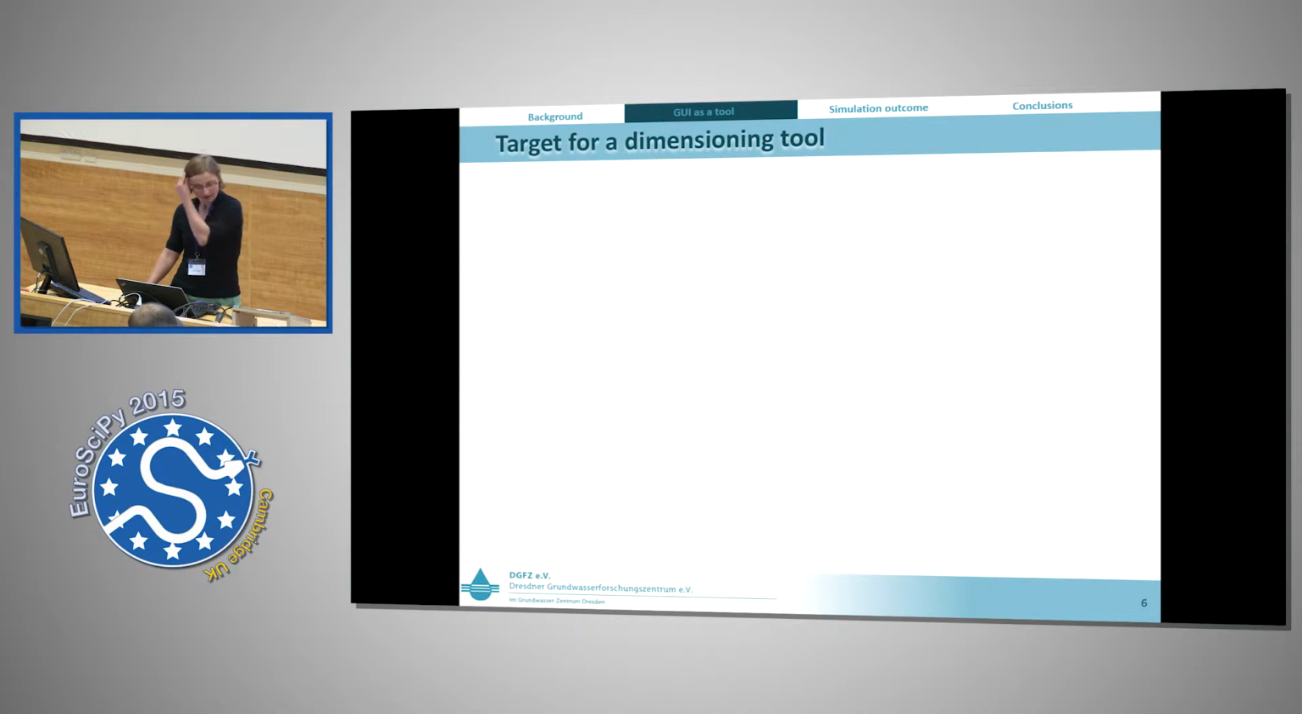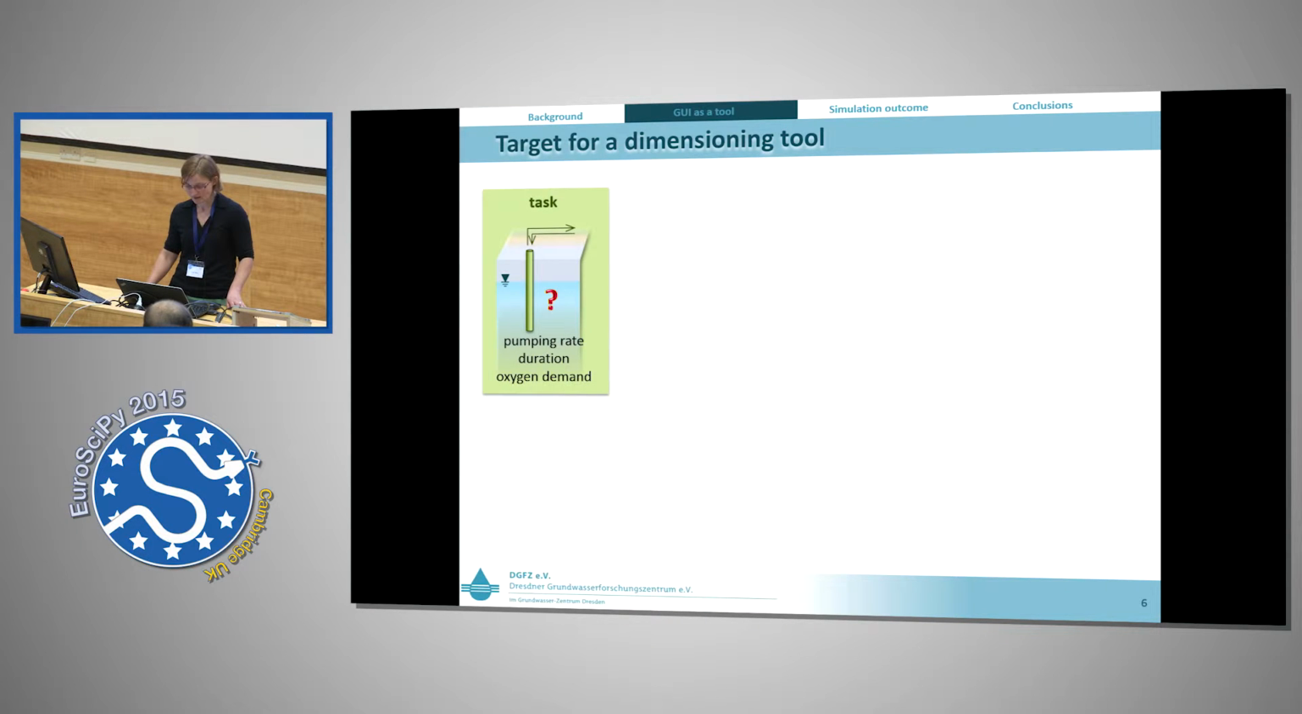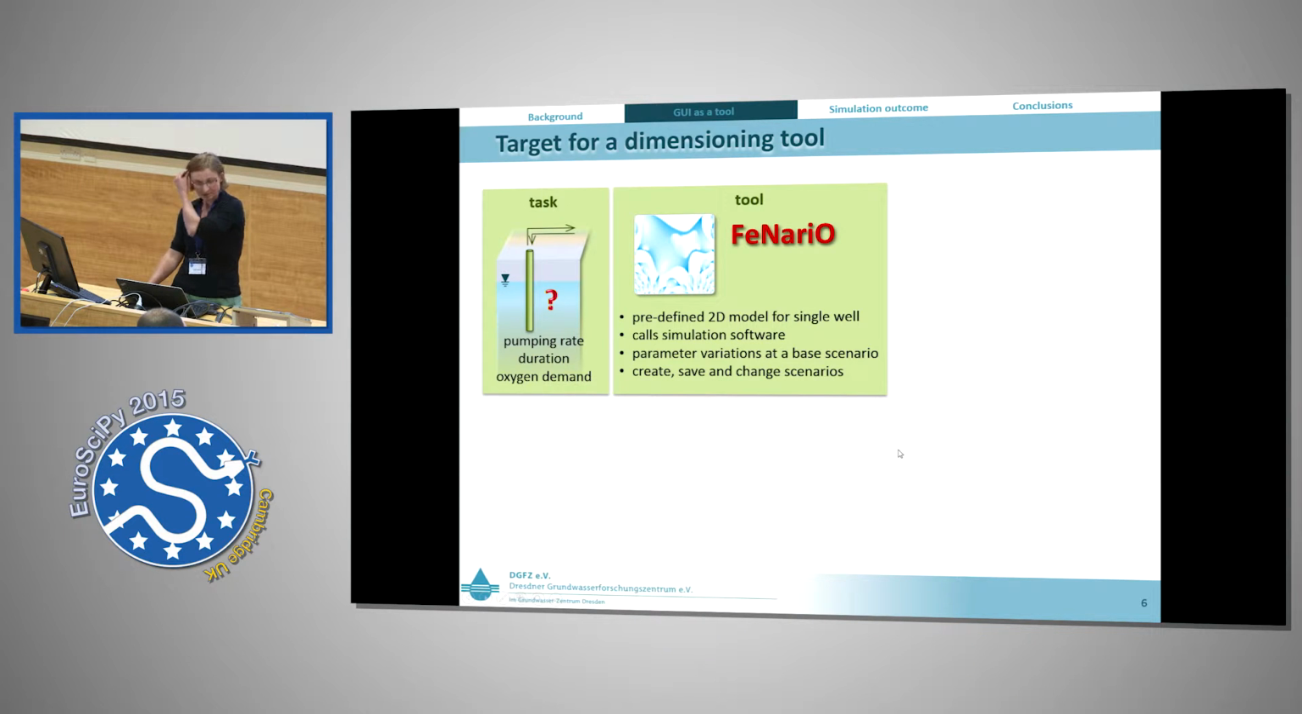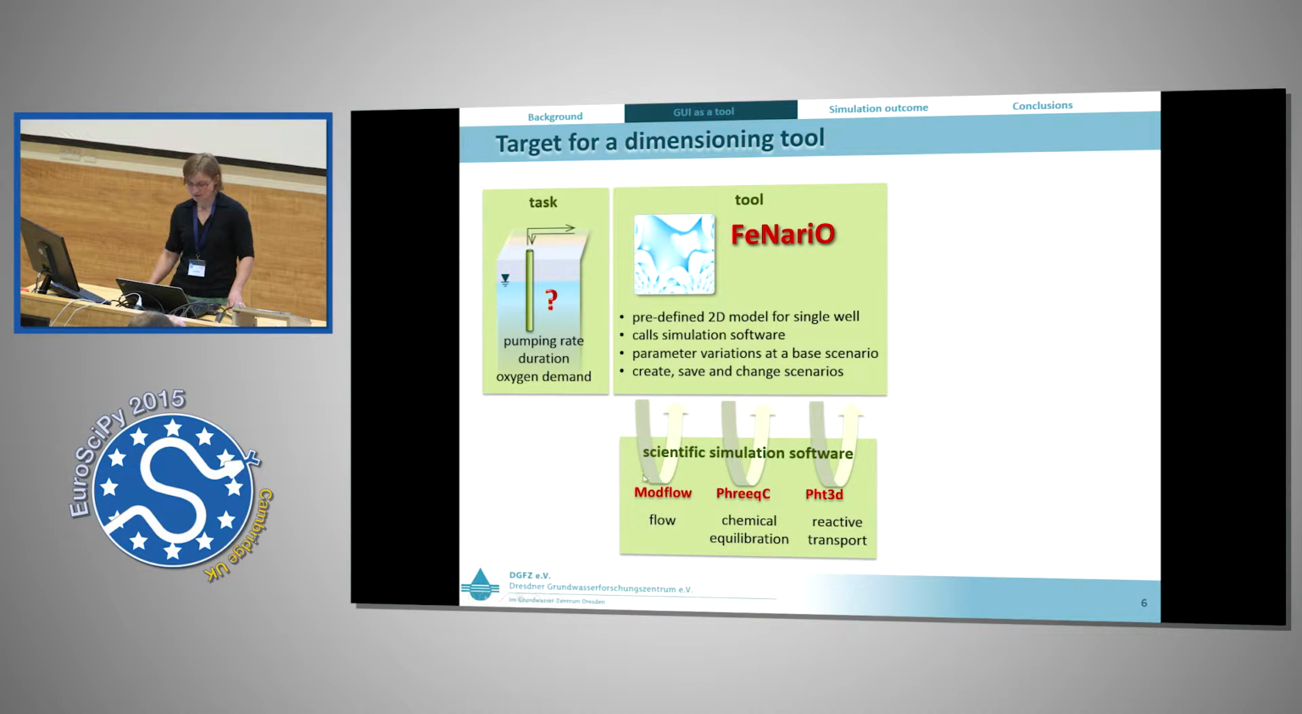So what I did, the task, as I said, for the engineers, is that they need to know the pumping rate, the duration of the pumping phase, and the oxygen demand. And I created a graphical user interface in Python, which uses a predefined two-dimensional hydraulic reactive transport model for one single well. And this one calls the simulation software.